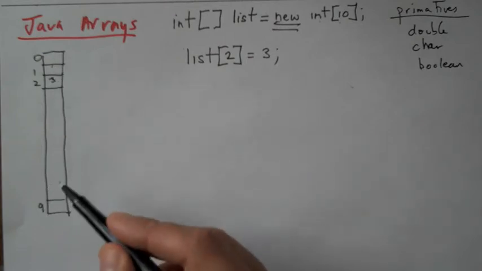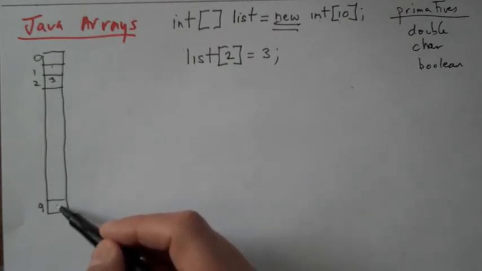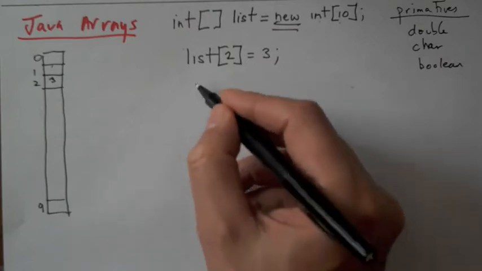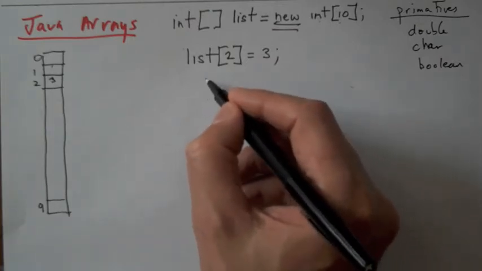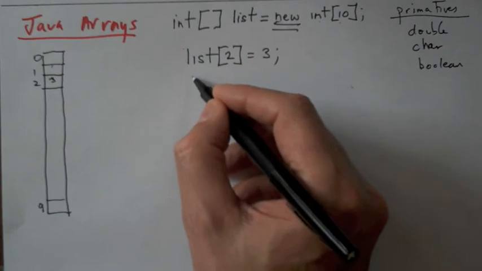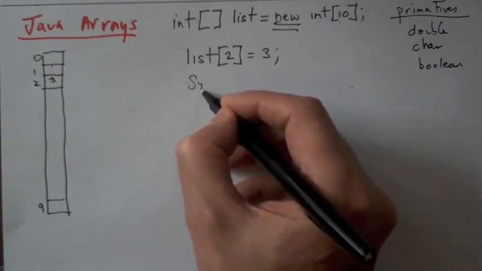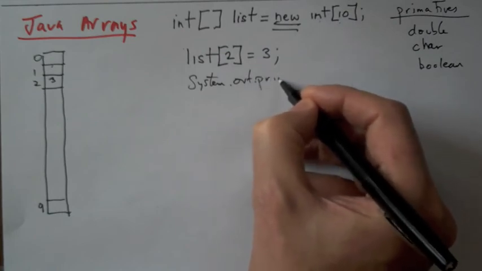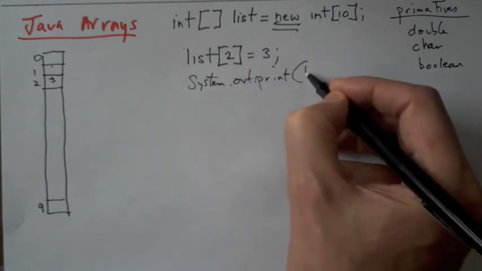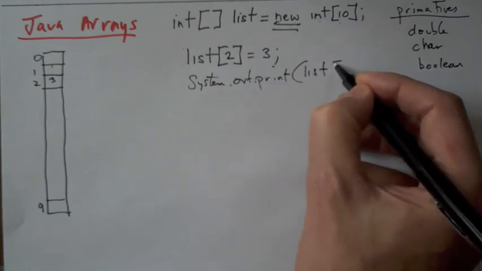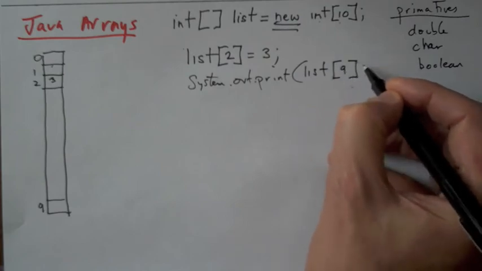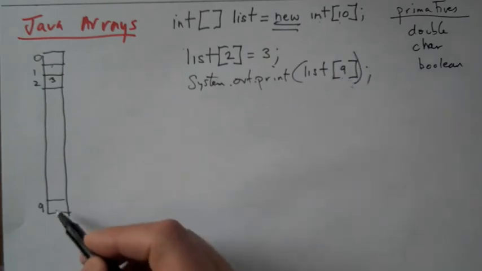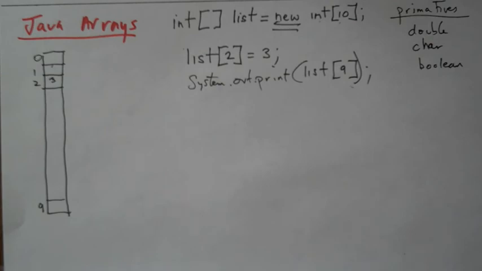If I wanted to get out what was in the 9 position, well, you can guess how you would do this. You could do system.out.print list sub 9, right? And it goes and grabs what's over there and outputs it to the screen. Okay.